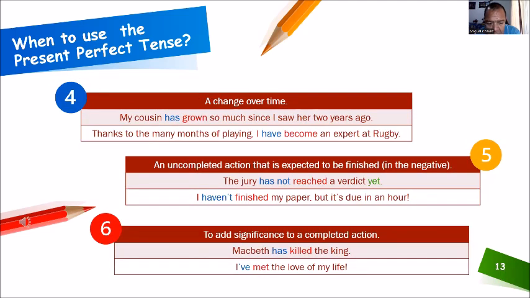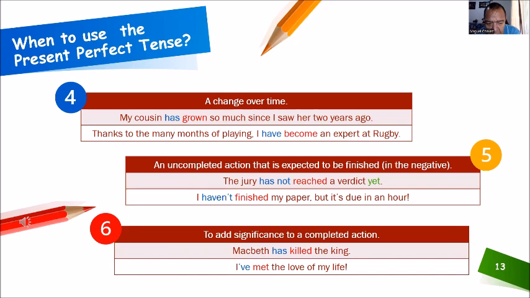The present perfect tense is often used to emphasize a change that happened over an extended period of time. For instance, my cousin has grown so much since I saw her 2 years ago. Thanks to the many months of playing, I have become an expert at rugby.